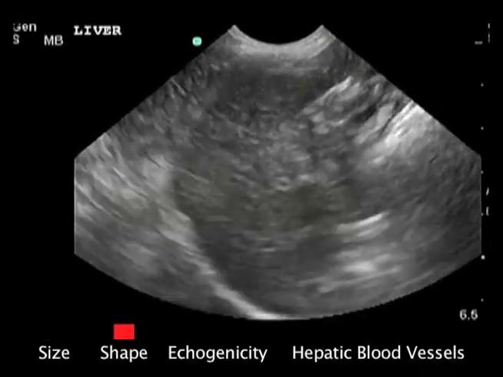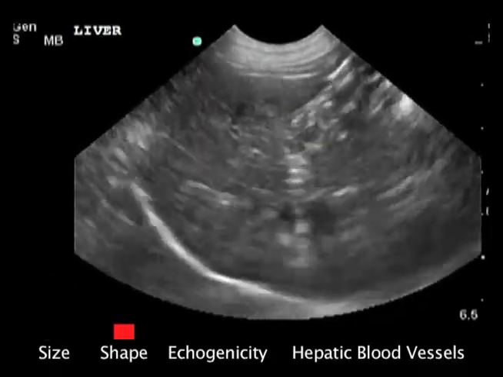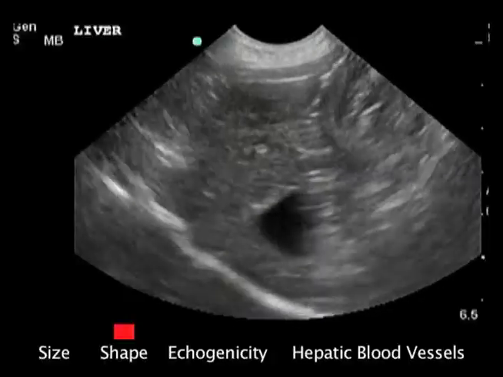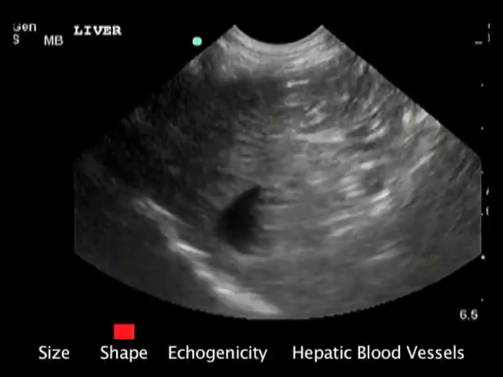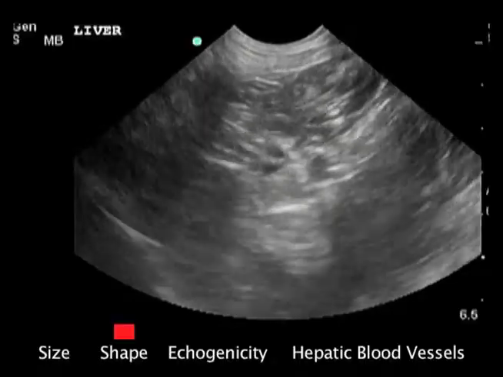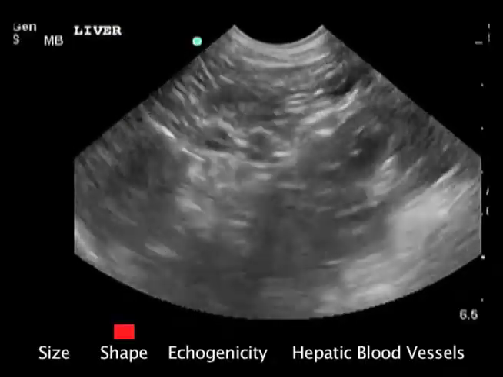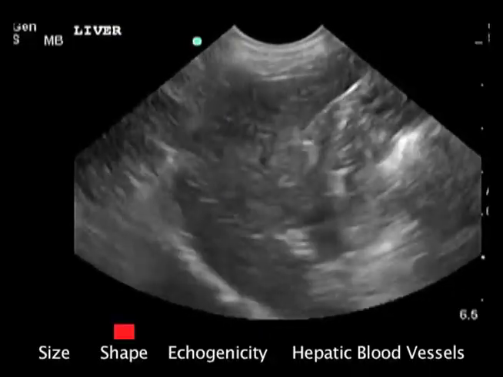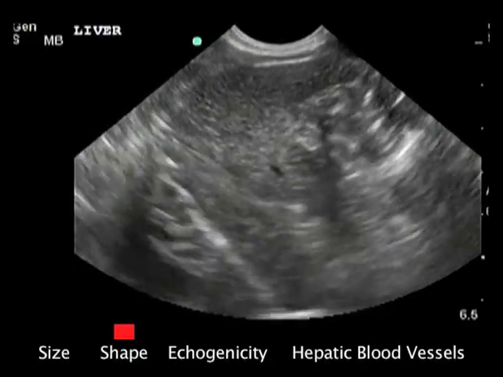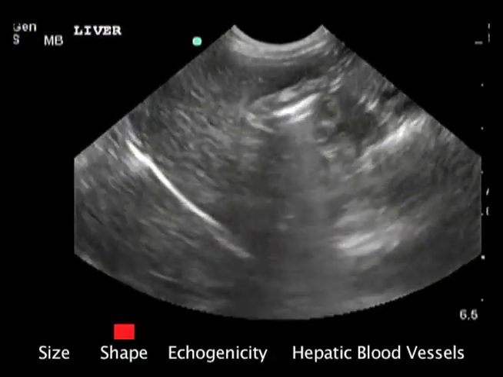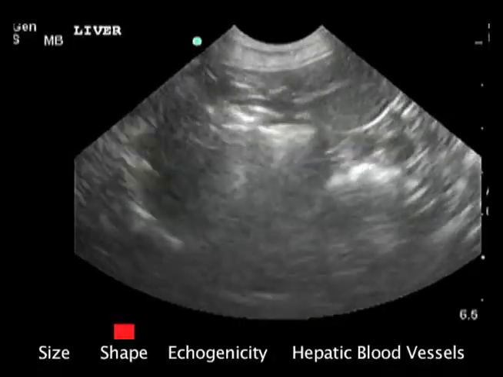The cranial liver is normally curved to follow the diaphragm. The ventral liver capsule is a smooth, hyperechoic line. The ventral and caudal liver edges are sharply pointed or angular, especially at the ventral stomach wall.